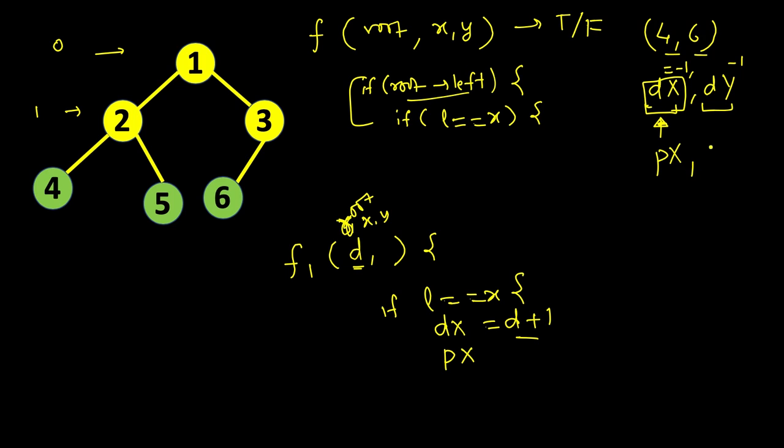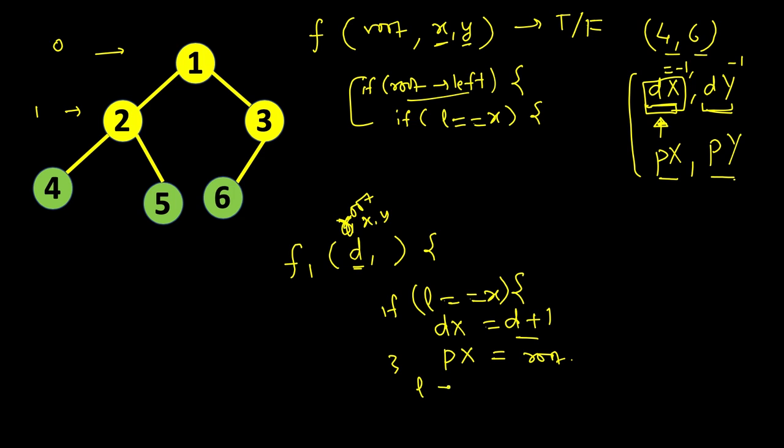What are the parents of x and y? So we need 4 variables: dx, dy, px, py. So dx denotes the level of x node, x and y are nodes. dy denotes the level of y node, px denotes the parent of x node, py denotes the parent of y node. Very simple. And when we are traversing this tree, whenever we find x or y, that is any of these nodes, we update the corresponding level and parent. And its parent will be root.